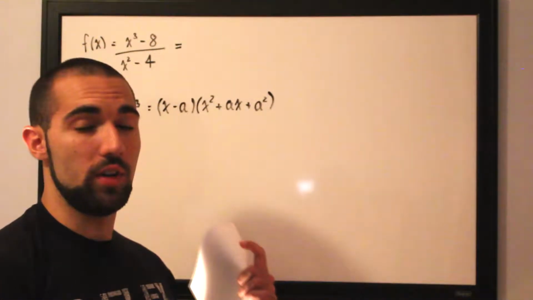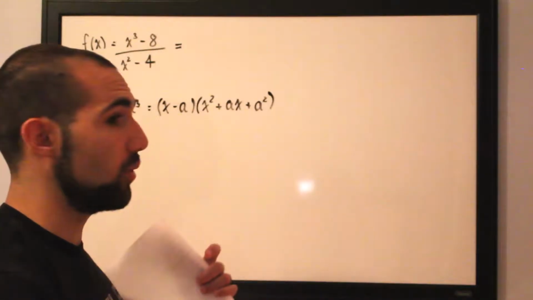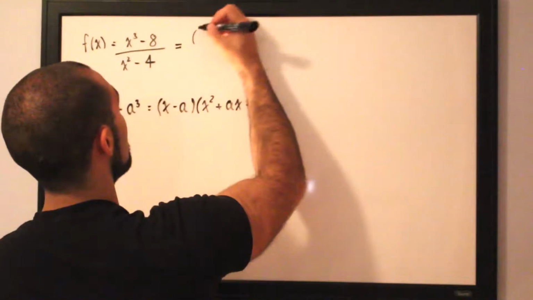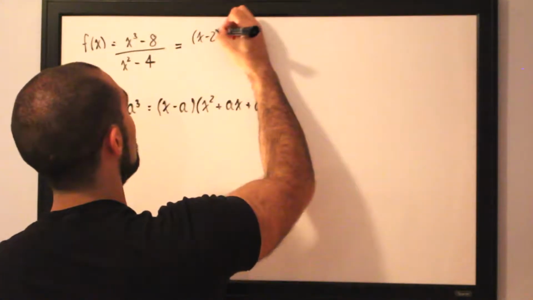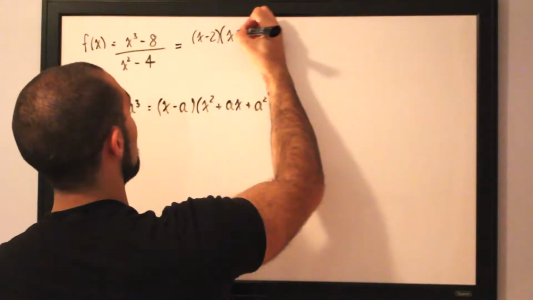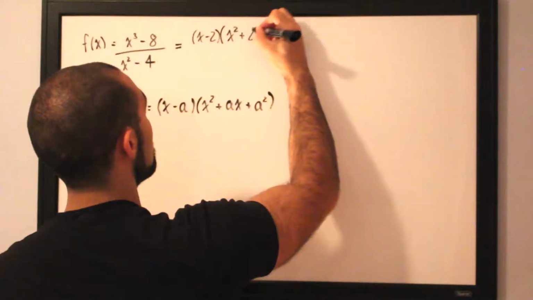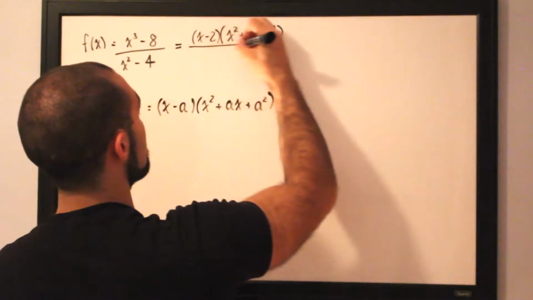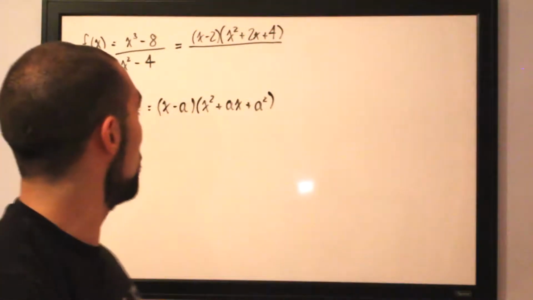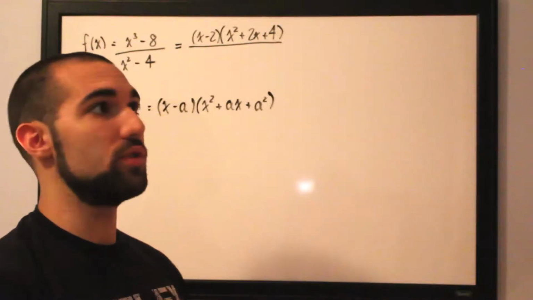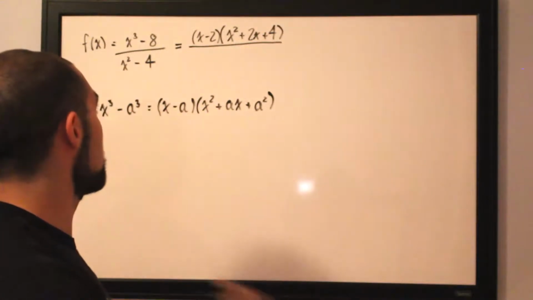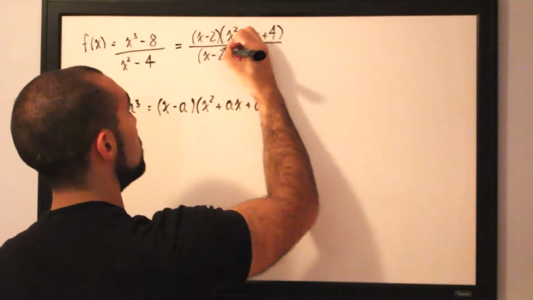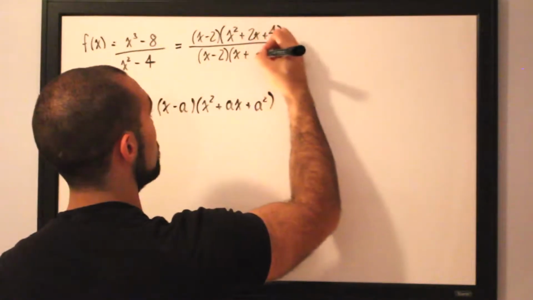This is going to be the formula that you need to use in order to factor a difference of cubes. So this can be factored as x minus 2 and x squared plus 2x plus 4. That's the difference of cubes in the numerator. And now we can factor the difference of squares on the denominator. X squared minus 4 can be factored as x minus 2 and x plus 2.